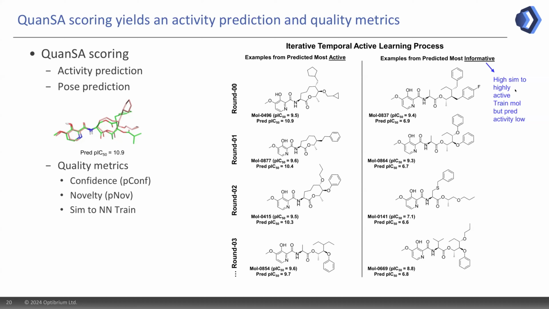We defined it as a future molecule that has very high similarity to a high training molecule, but is being predicted with low activity. And so, simply stated, these molecules had information that the model did not yet learn. And you can see from the very beginning that these were non-macrocyclic scaffolds.